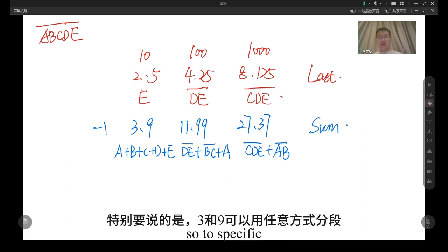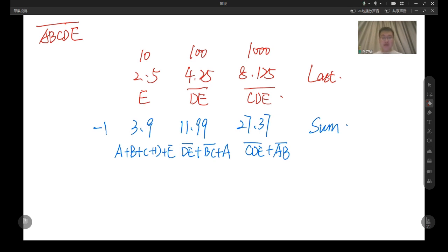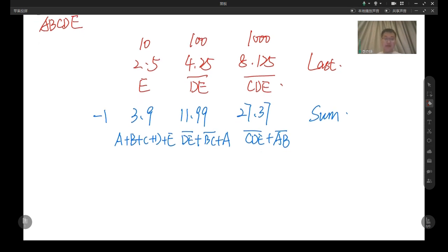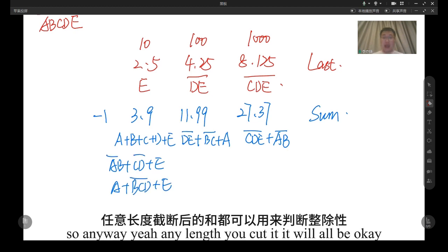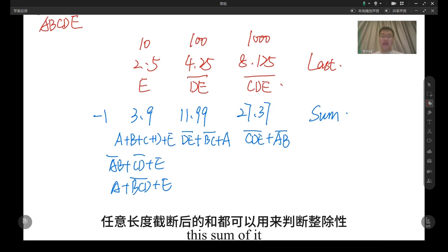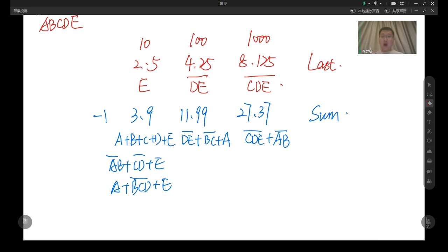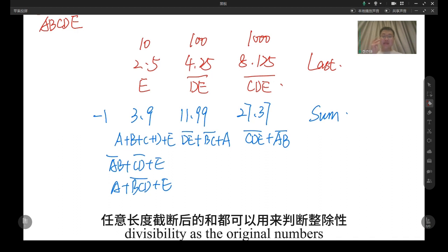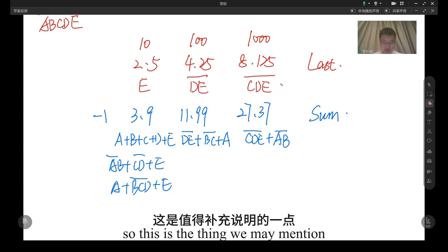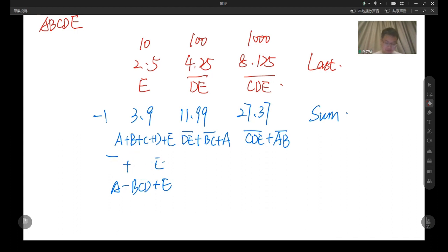To be specific, the 3 and 9 here can be cut any way you like. You can use A plus B plus C plus D plus E, or if you like, you can use AB, C, D, E or A, BC, DE. Anyway, any length you cut it will be okay. The sum always shares the same divisibility as the original number. So this is something we may mention.